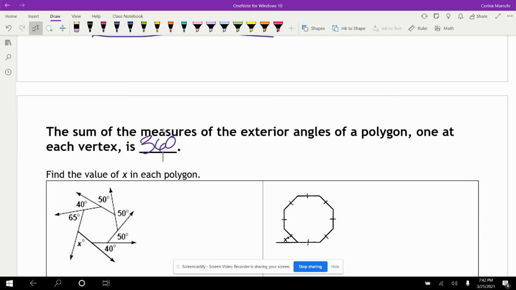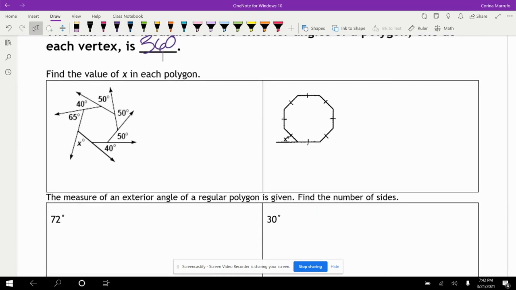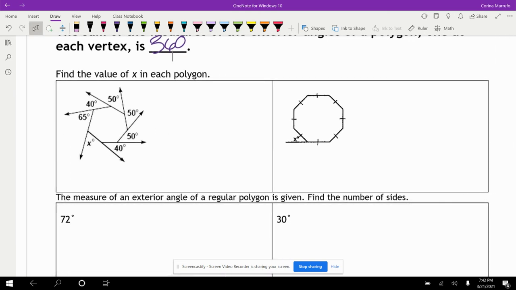Okay, so here it says find the value of x in each polygon. So the measure of the exterior angles all add up to 360. So I'm going to put here 360 equals, and I'm going to add these up together. So we have a 65, a 40, a 50, a 50, a 50, and a 40. So I'm going to go ahead and put that in my calculator real quick. That gives me 295.